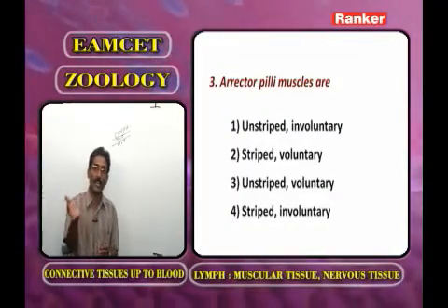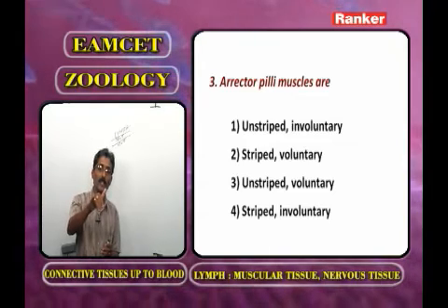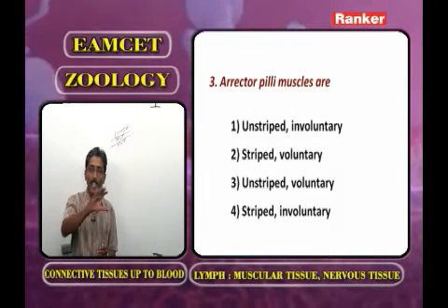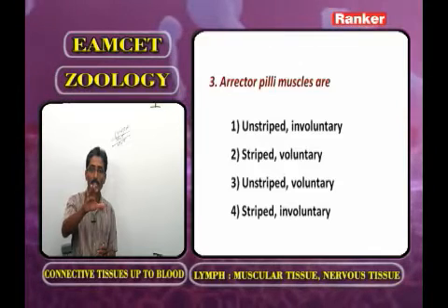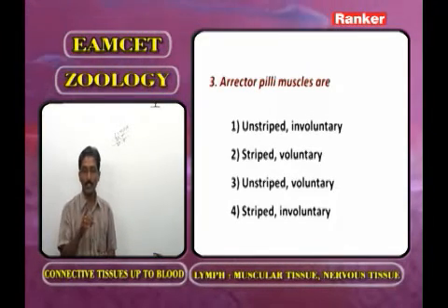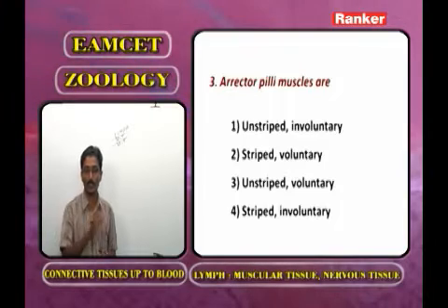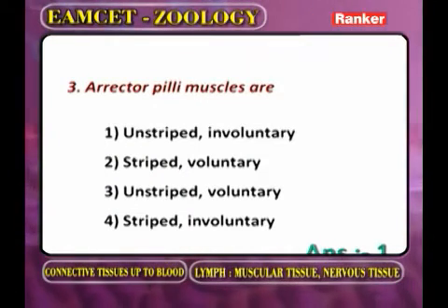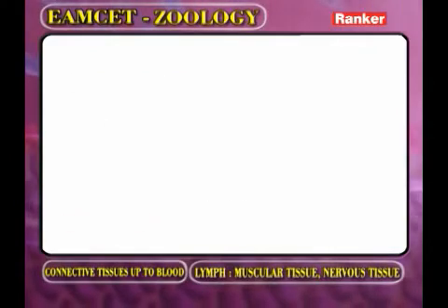In the non-visceral organs also smooth muscles are present. We know very well the smooth muscles are involuntary, and in the smooth muscles the stripes are absent. Based on this hint you have to identify the answer. The first option is the correct one, that is unstriped involuntary. Now we go for the next question.